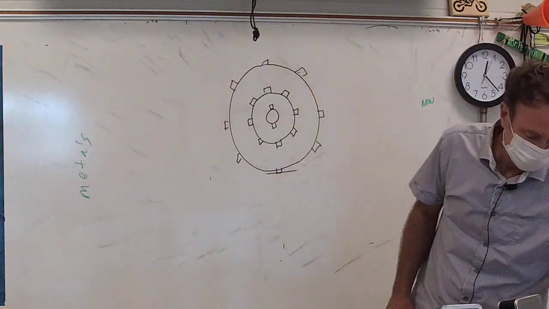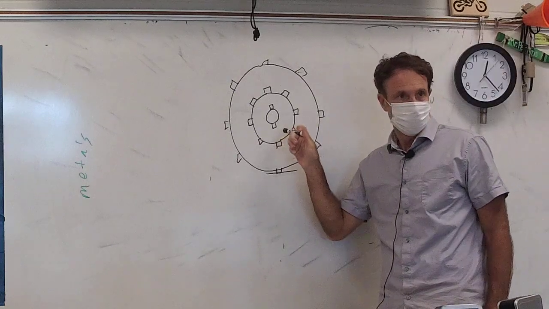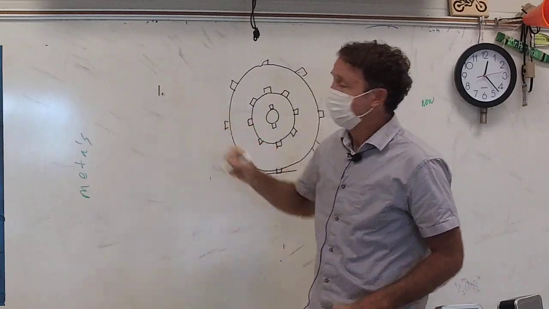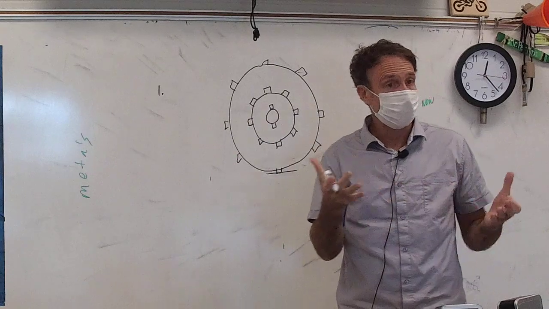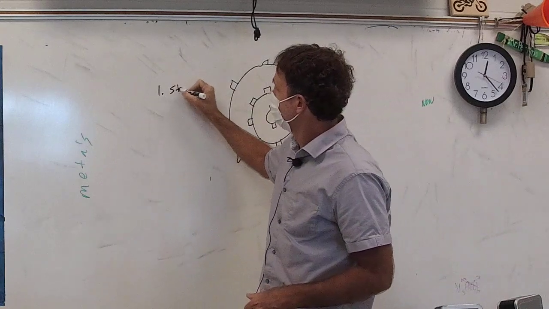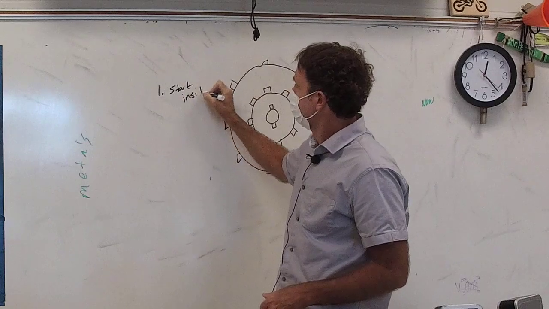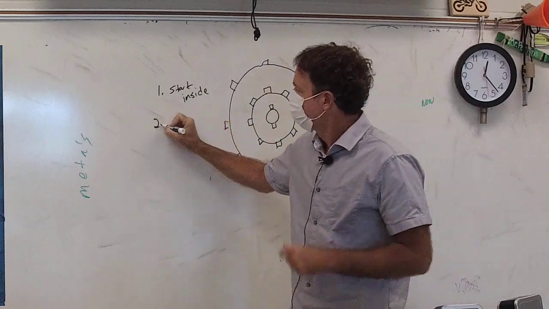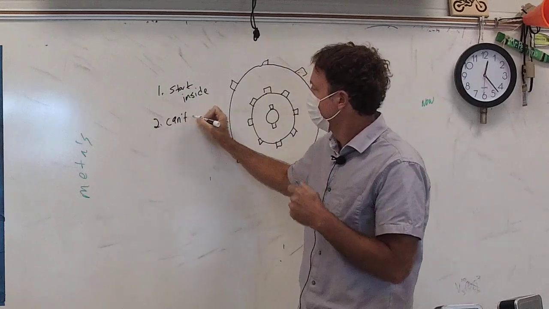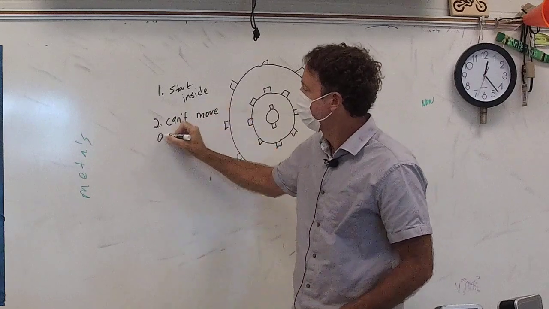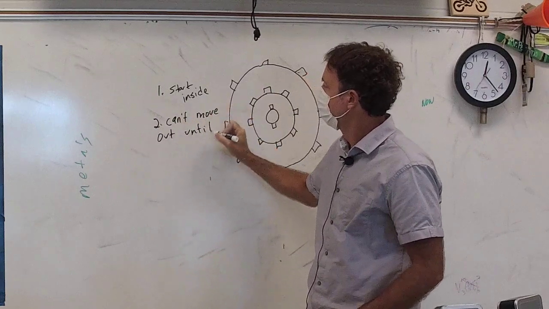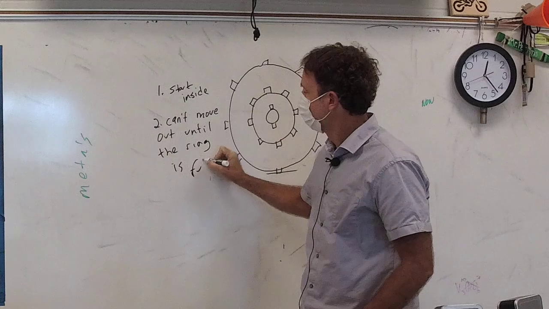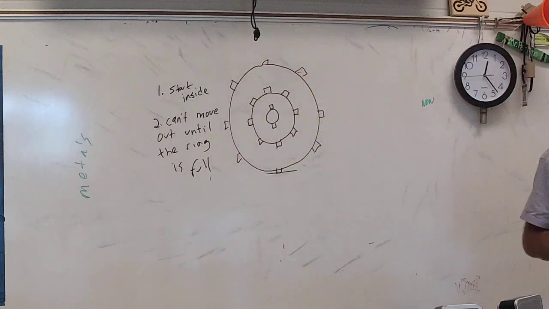And here they are. If you can draw your little empty game board, if you can draw this, then all you have to do is, as you add electrons to it, or as you add game board pieces, you start on the inside. That's rule number 1. And then rule number 2 is, you can't move out until the ring is full. Okay? Those are the only 2 rules.